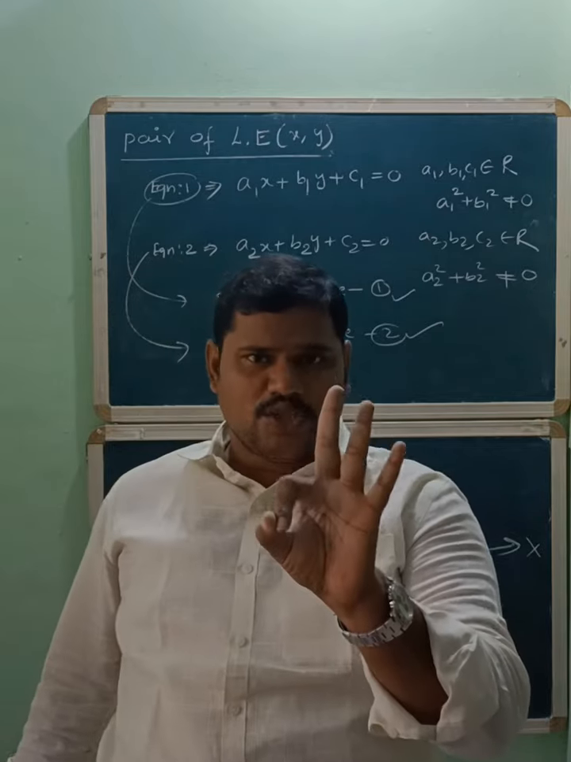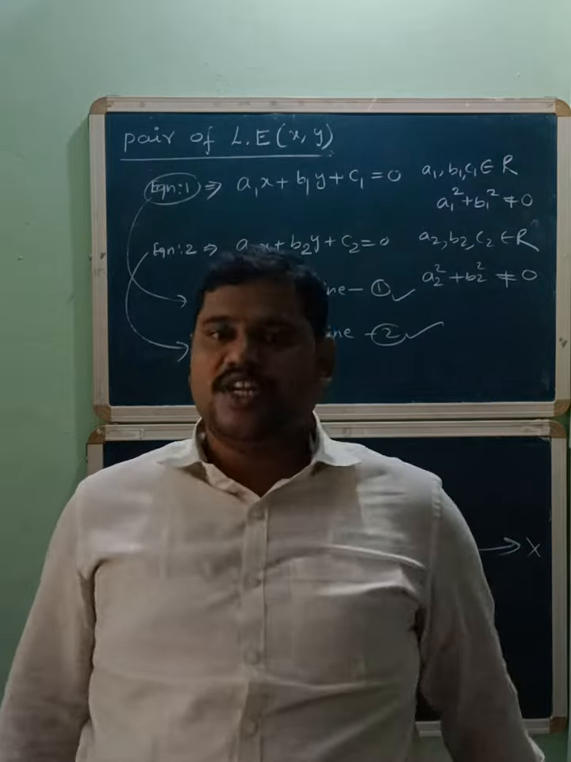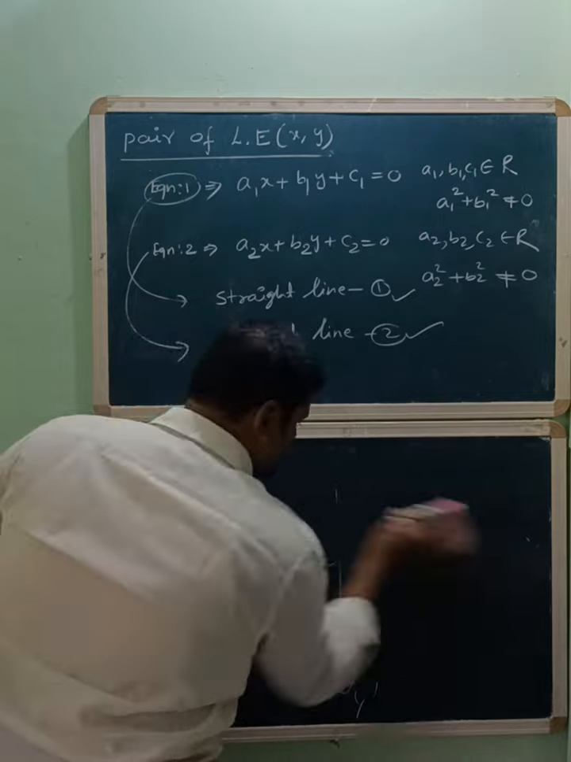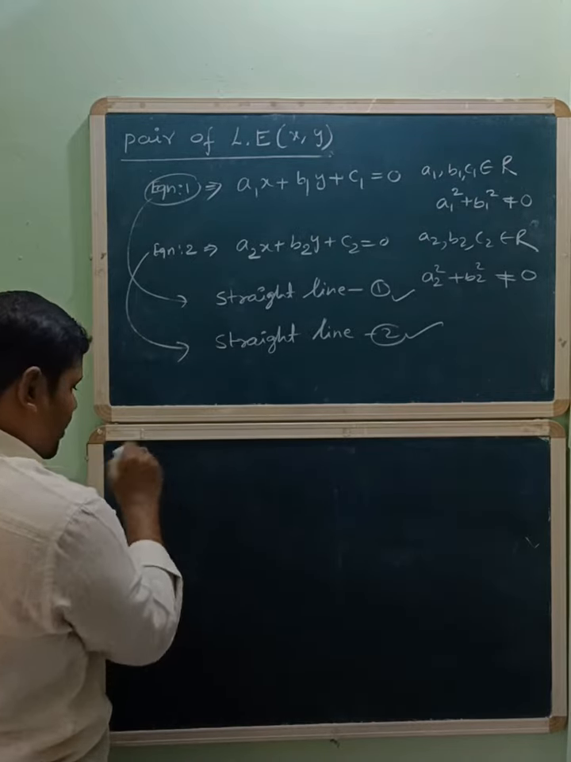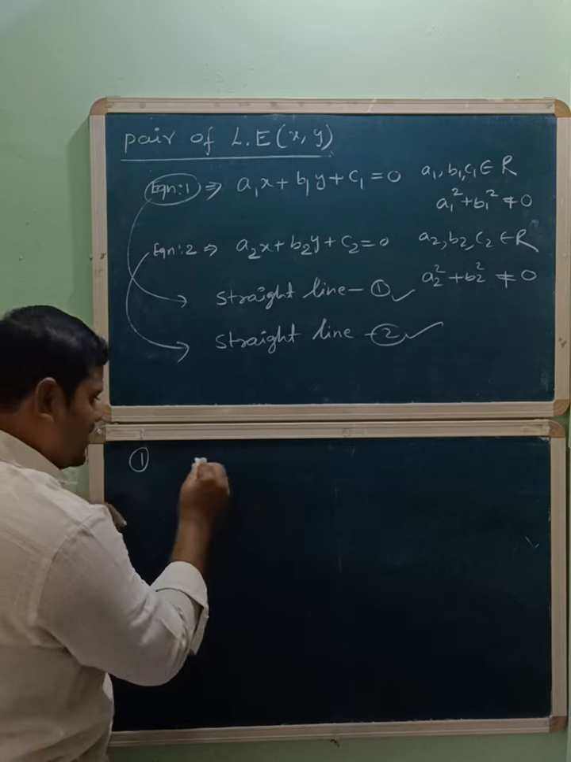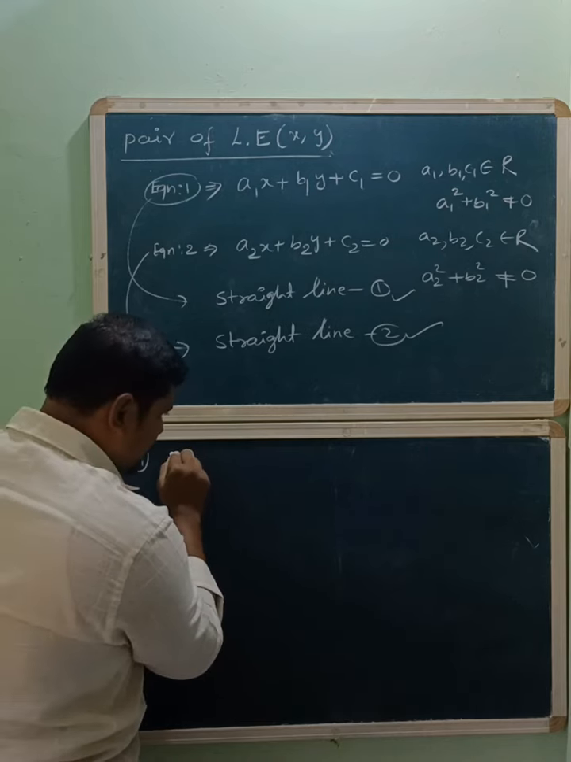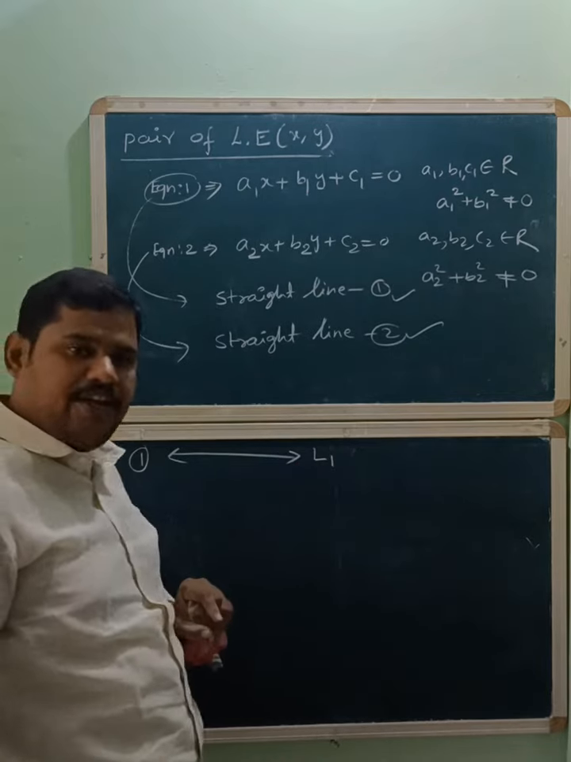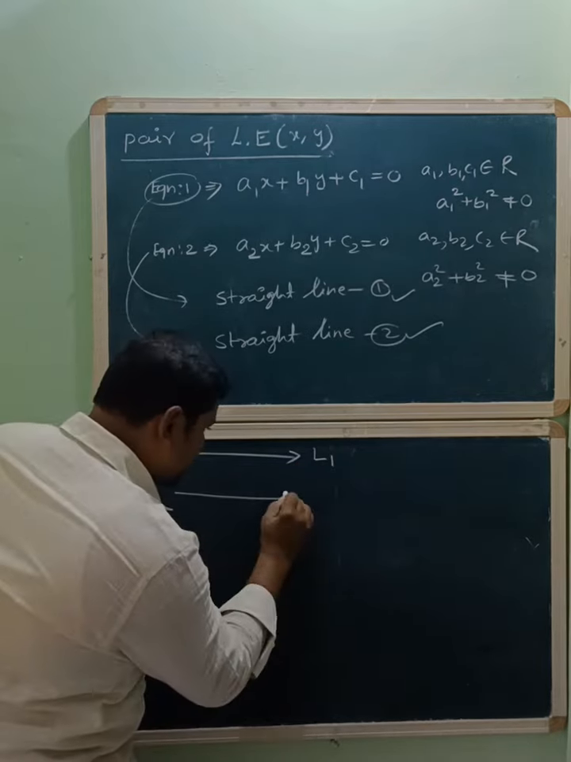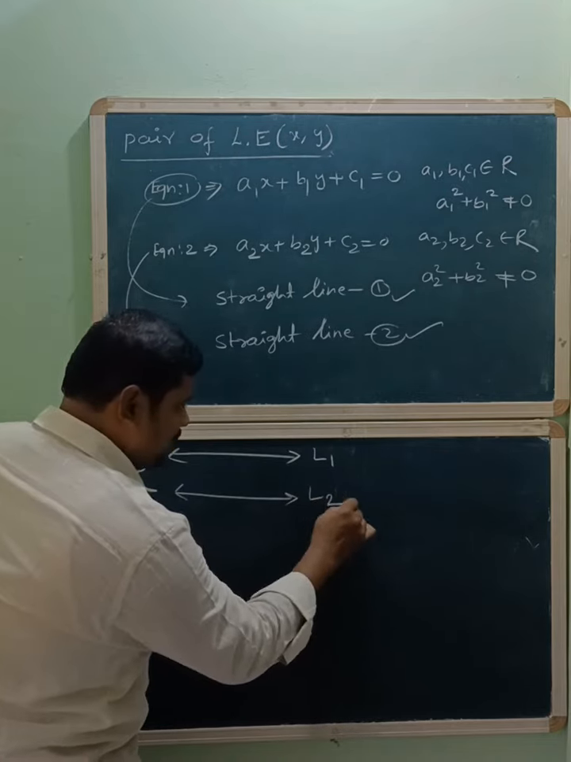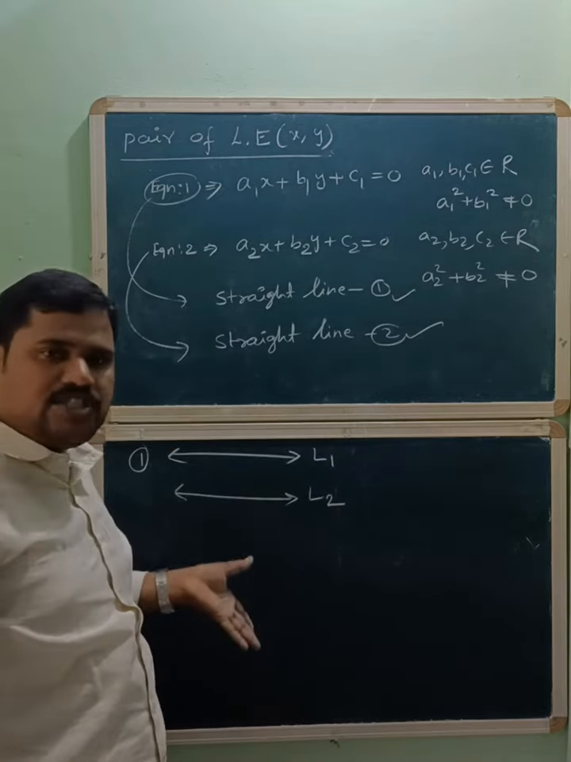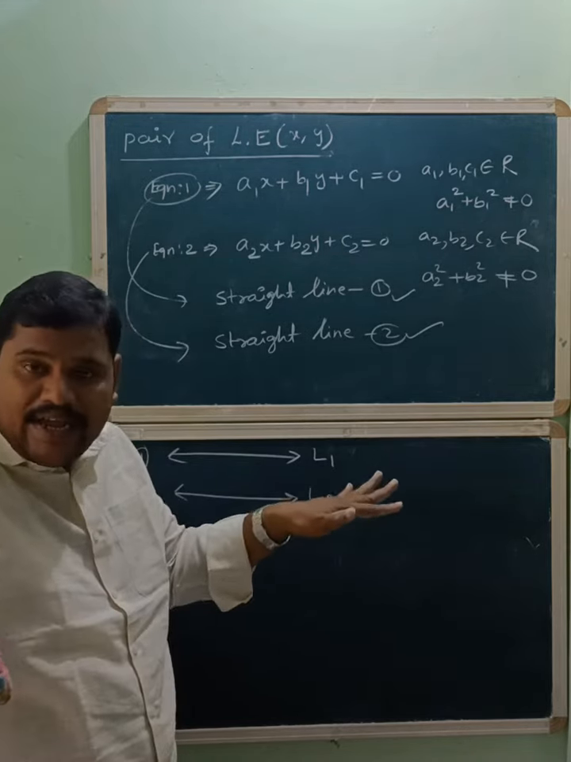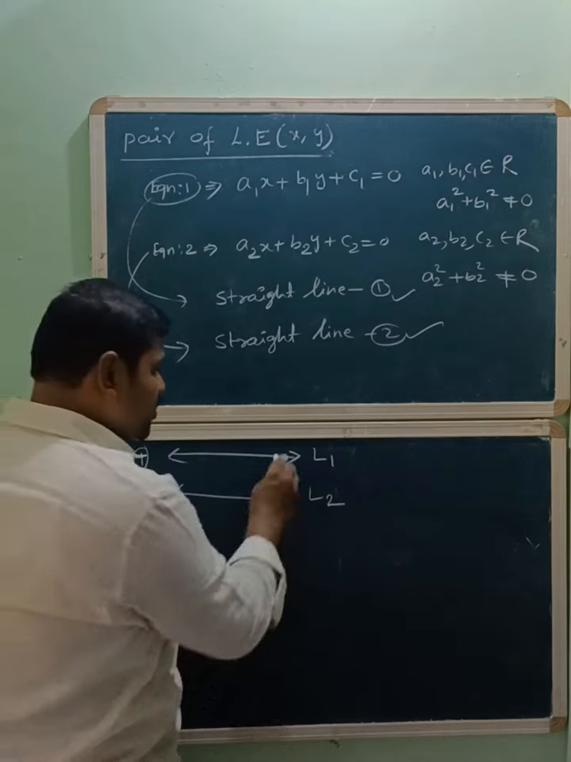There exist only three possibilities. What are the three possibilities? Suppose the first possibility: here I can draw the two lines like this. This is line 1. Now here I can take another line, this is line 2. In a plane, this exists, yes. These two lines never intersect. So this is one way.